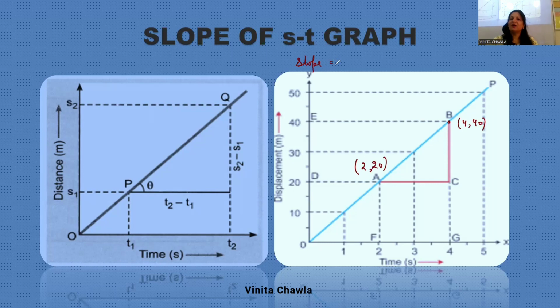Now find the slope of this displacement time graph. The slope of the displacement time graph gives velocity. So whatever we get is velocity. Okay. So it's 40 minus 20 divided by 4 minus 2. So it's 20 by 2 and the answer is 10 meters per second. So this is the slope, and the slope of the displacement time graph is velocity. Do it.